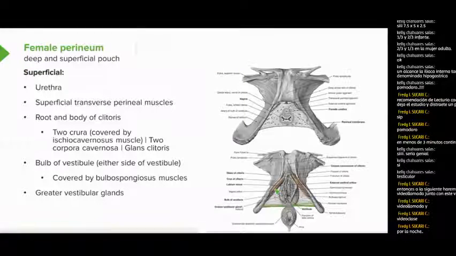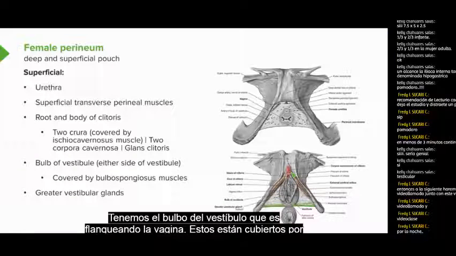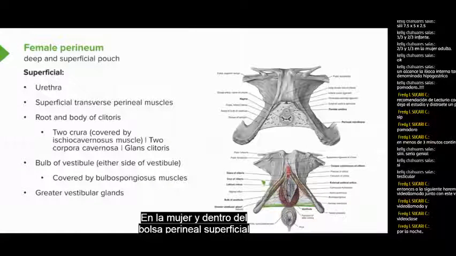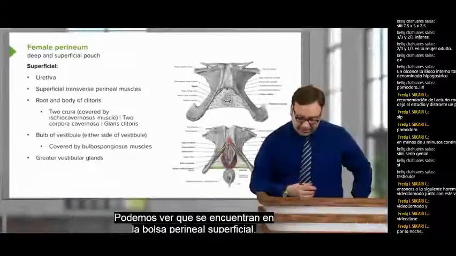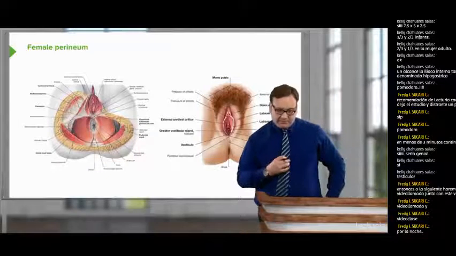And then these go on to form the clitoris. We have the bulb of the vestibule that's flanking the vagina. These are covered by bulbospongiosus muscle. In the female and within the superficial perineal pouch, we also have the greater vestibular glands, and these help to lubricate the vagina. We can see these are located in the superficial perineal pouch.